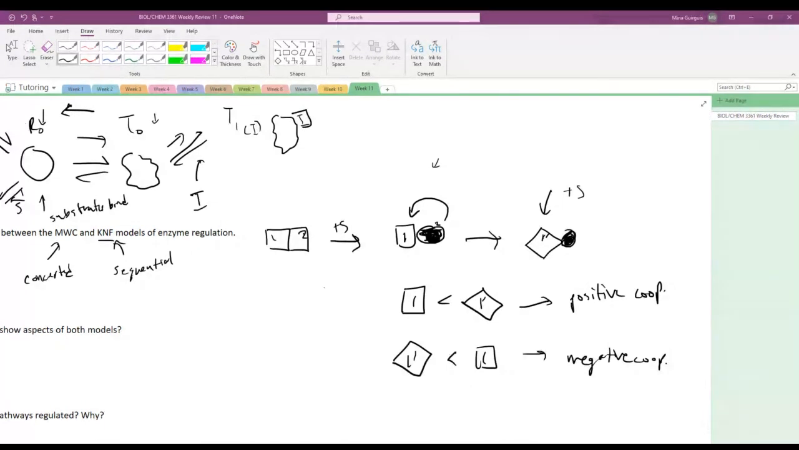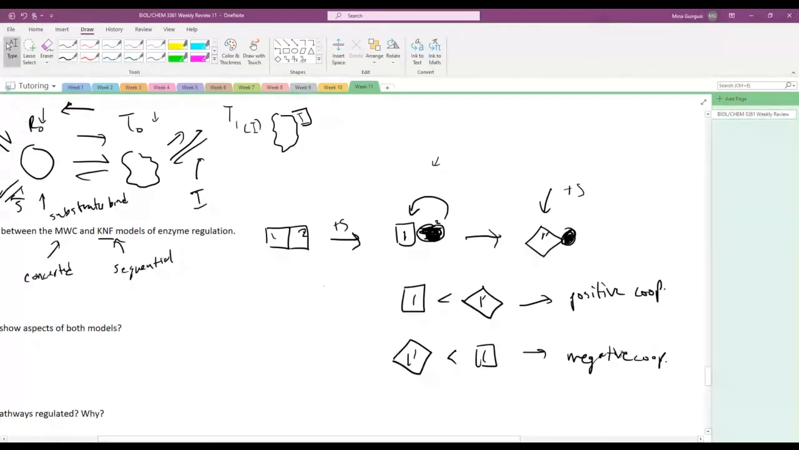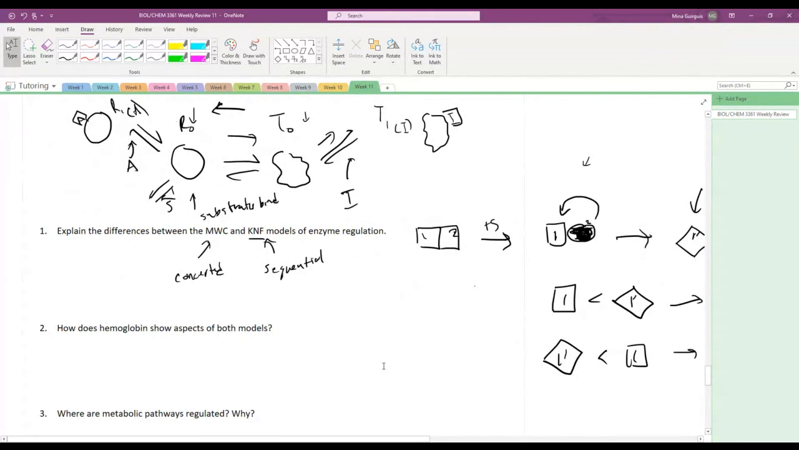It's also one that you guys need to know for your exam because they love testing about hemoglobin and myoglobin. And especially hemoglobin, they want to know a ton of details. Okay. So we're going to review very briefly in the second question, how does hemoglobin show aspects of both models?